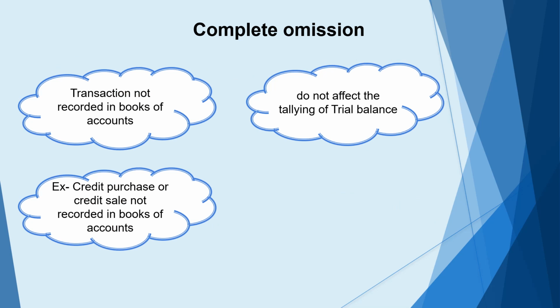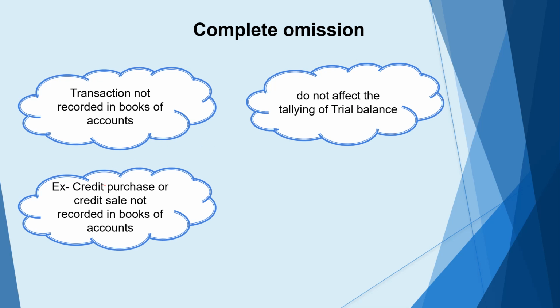So now moving further, I will be discussing the error of complete omission. In case of error of complete omission, basically the transaction that has just taken place in the business has not been recorded in the books of accounts, which means the transaction took place, probably it skipped, and the accountant did not record the transaction in the books at all. So both the debit and the credit effect wouldn't have gone in respect of the transaction. From that we can understand that this type of error will not affect the tallying of trial balance because both the debit and credit effects have not gone. So trial balance would tally.